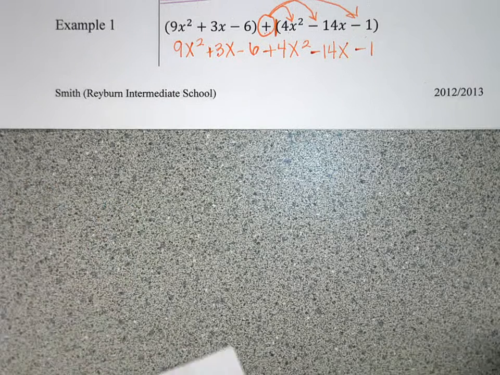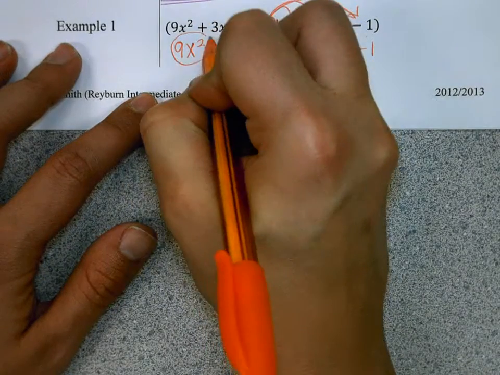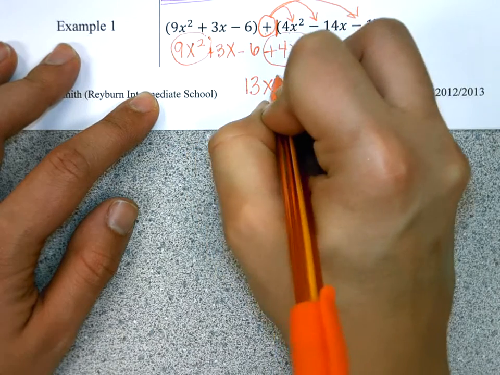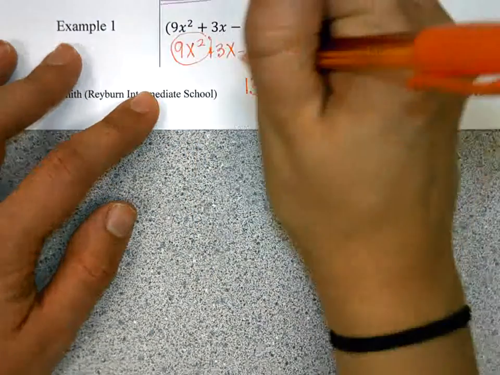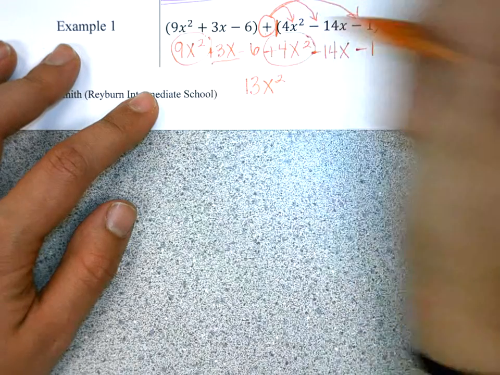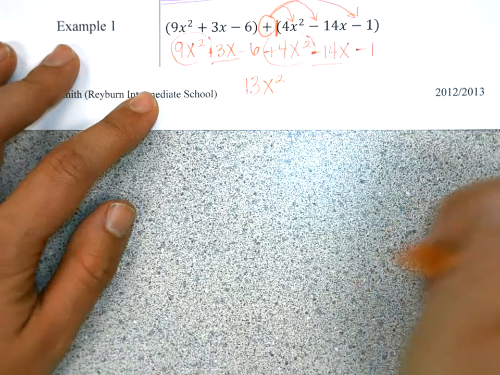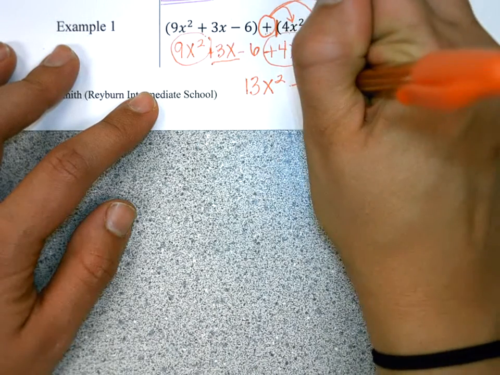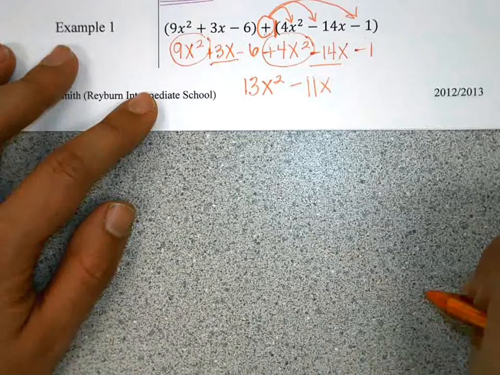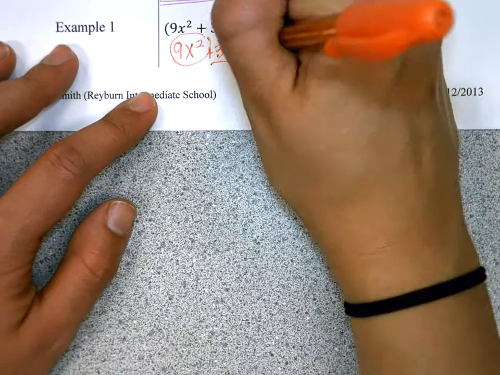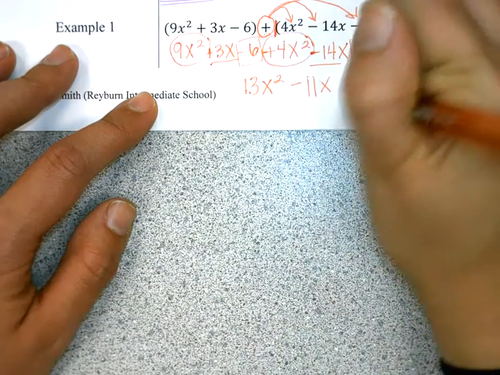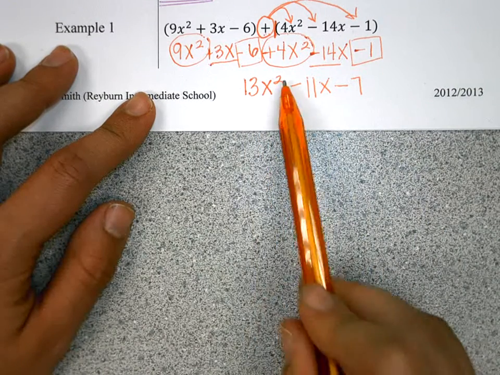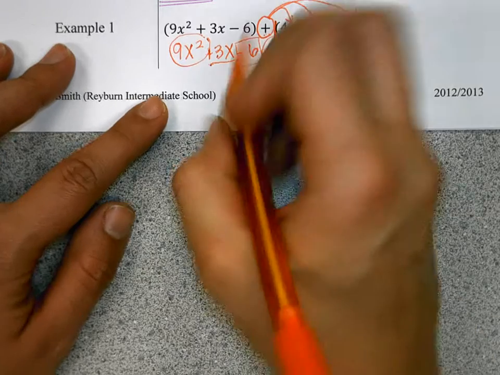So then we're going to combine like terms. So I have 9x squared plus 4x squared. So that gives me 13x squared. I have 3x minus 14x. So that gives me negative 11x. And negative 6 minus 1 gives me negative 7. So when I combine all my like terms, my answer is 13x squared minus 11x minus 7.